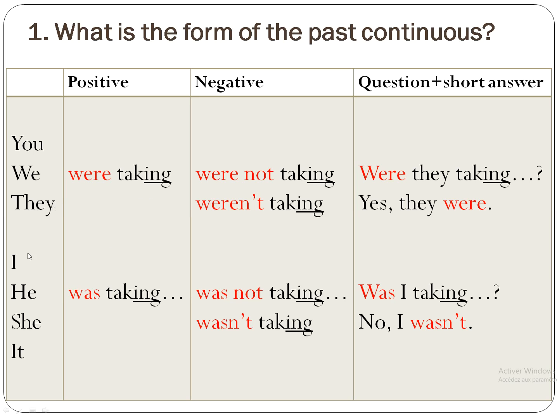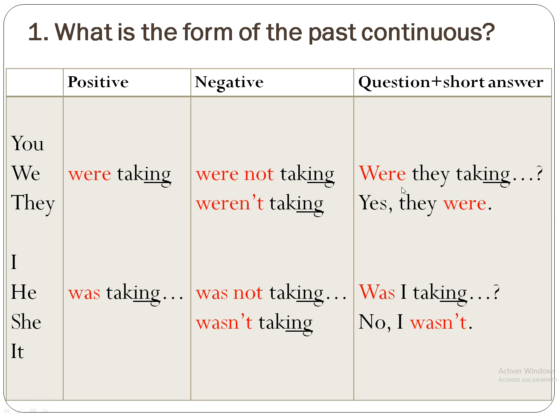Alright, and for the other pronouns, including I, be careful, you don't say I were taking, but I was taking, he was taking, she was taking, and it was taking. Okay, for the negative, you're just going to add not, were not taking, weren't taking. And yes, the same here, was not taking, wasn't taking.